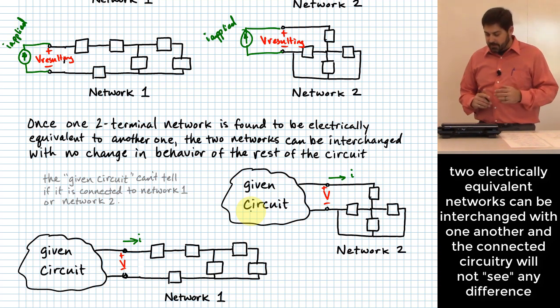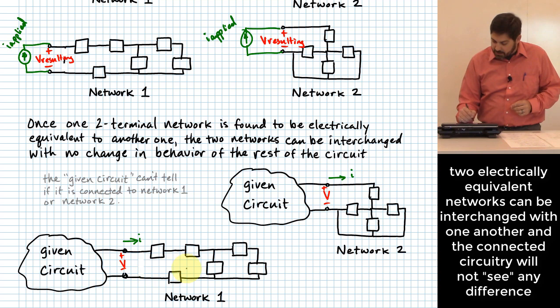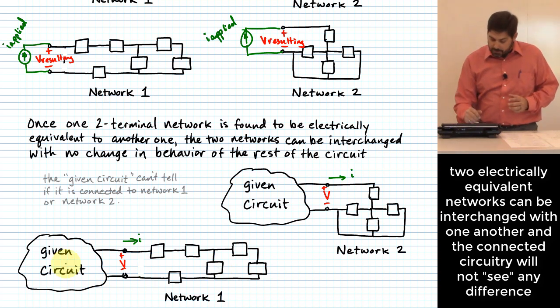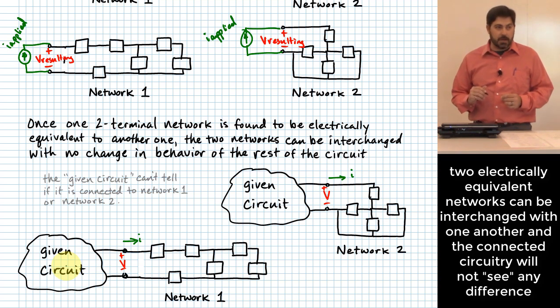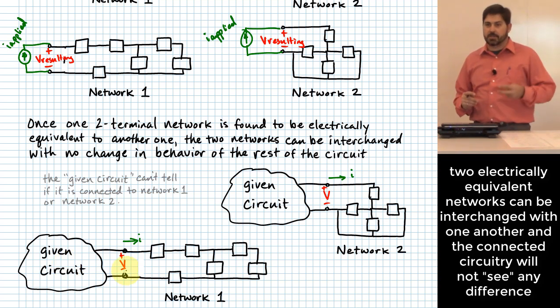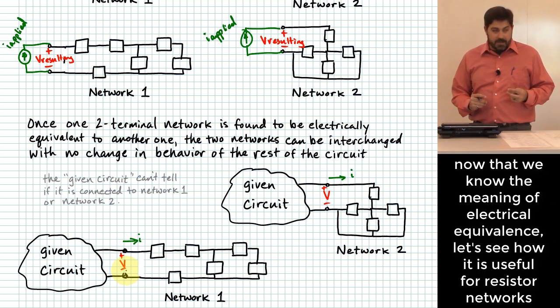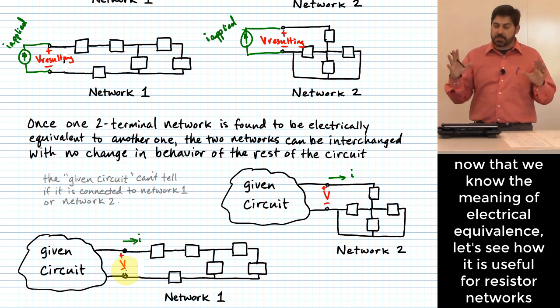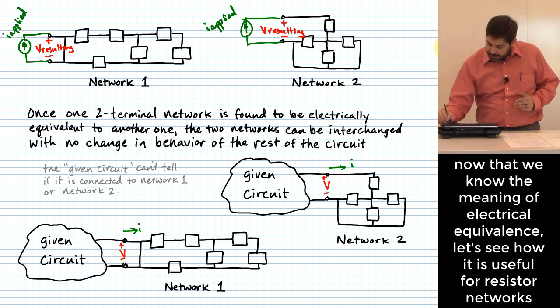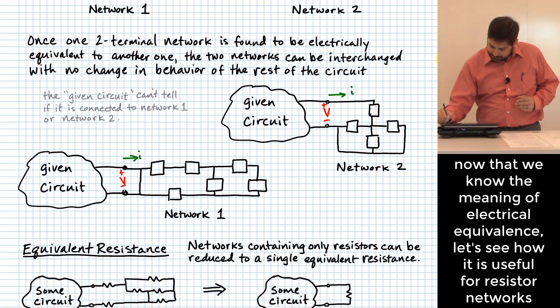So if you were just trying to view what's going on over there with network 1 or with network 2 from the viewpoint of the given circuit, you wouldn't be able to distinguish between the two of them by just looking at what's going on at the connection terminals. Does that make sense? All right, so that is a bigger discussion of what we mean by equivalent circuitry, right? Now let's get into what we mean by equivalent resistance.